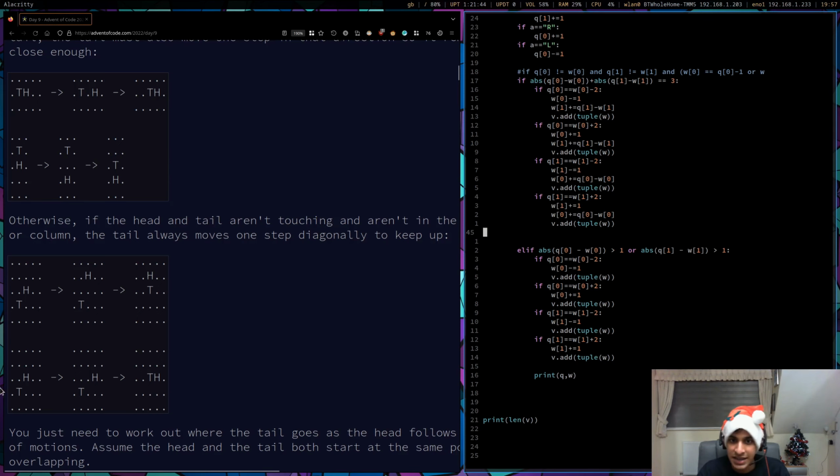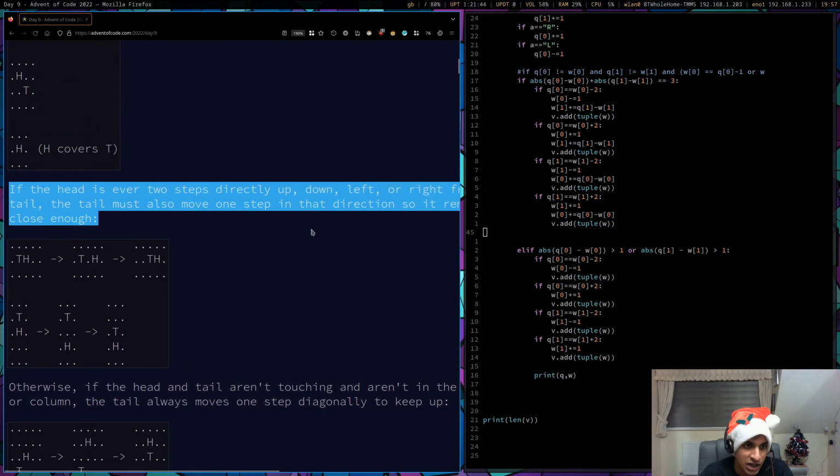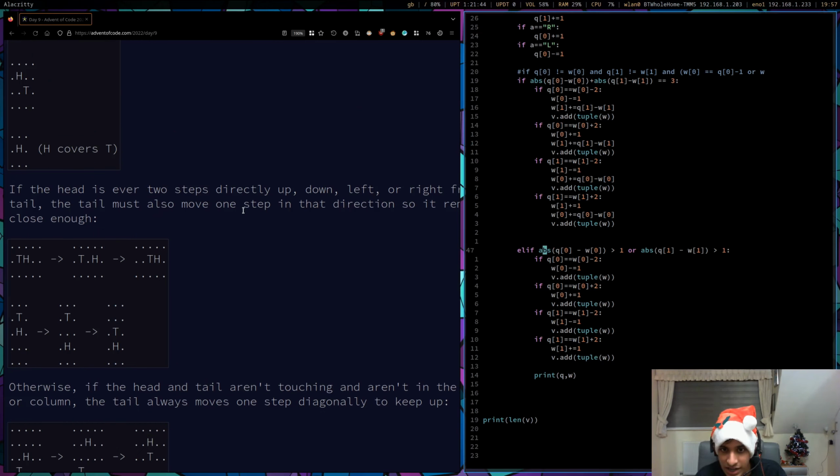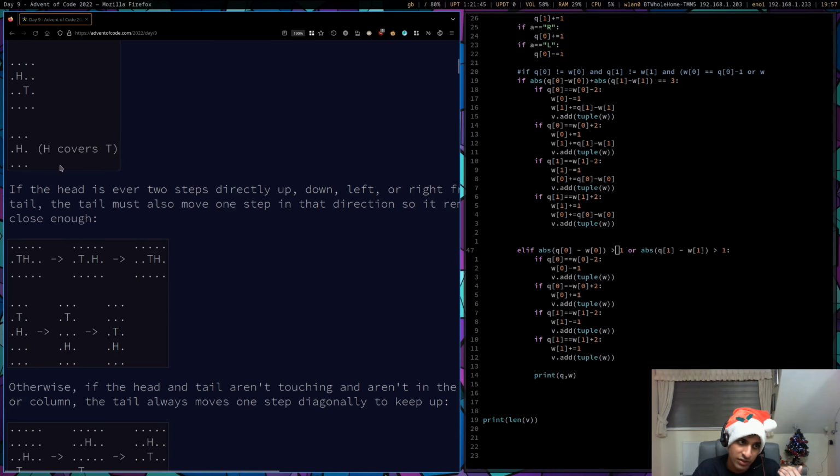And then my second if bit is checking for this. So if it's 2 away in any direction, that's pretty easy actually. You just check if either the x coordinate is greater than 1 or the y coordinate is greater than 1. Because if either of them are greater than 1, then you know that the head is not going to be in the 8 adjacent cells to the tail, right? Because for example, let's look at this picture, this 3x3 grid. All of these dots are within one x and y of h, right?